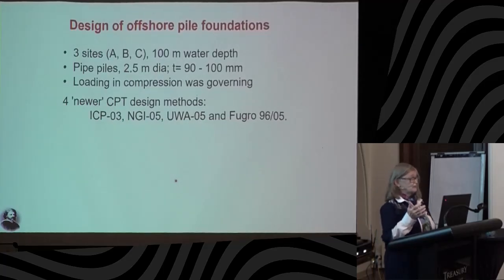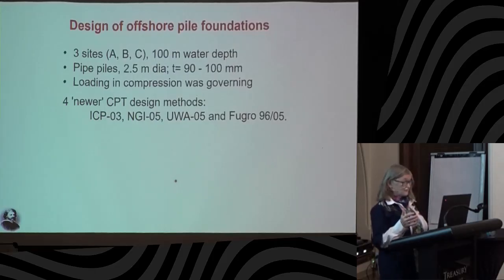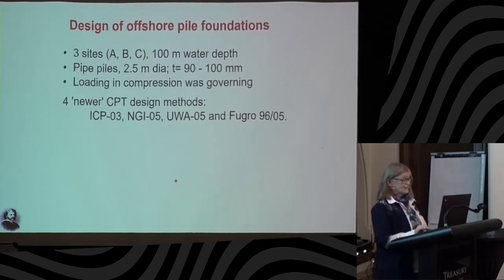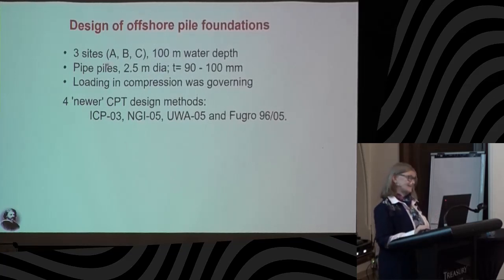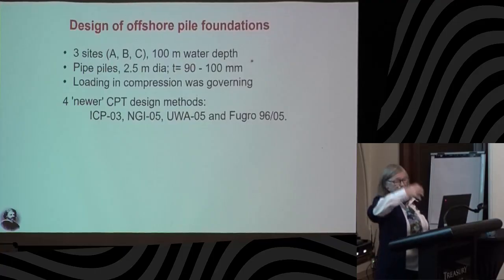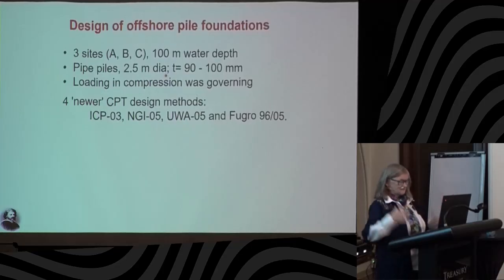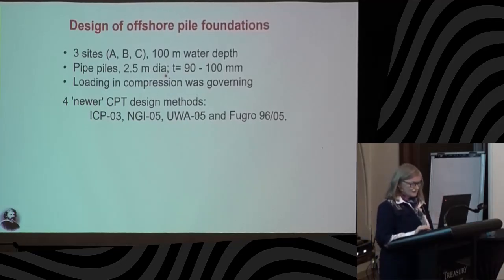At the same time, it was for the energy company called Statoil at the time. In Norway, they were building jackets of very large size at 3 sites. I can't name the sites, A, B, C. 100-meter water depth, and you can imagine 100-meter water depth and having 100 meters of pile underneath. There were piles, big things, 2.5 meters in diameter. And then the wall thickness also is not negligible. And the governing case was loading in compression, so this makes it easier for our presentation. We will not look at tension.